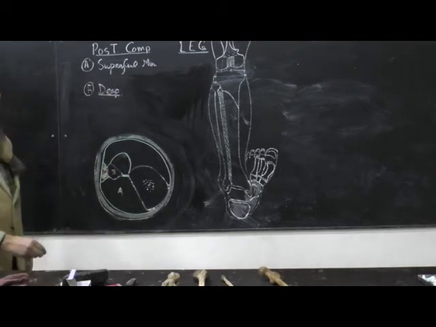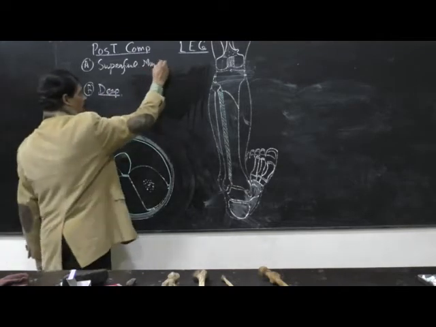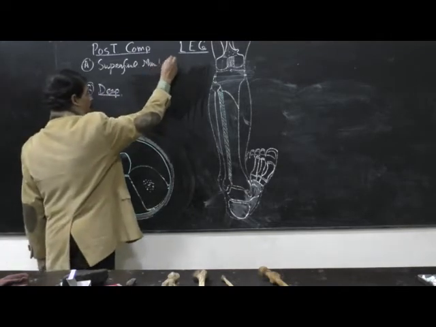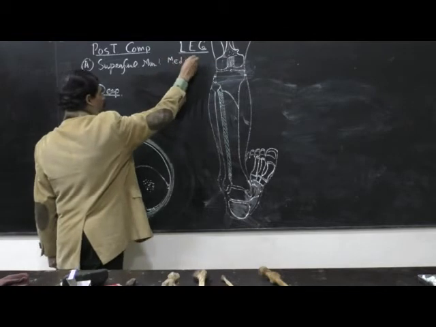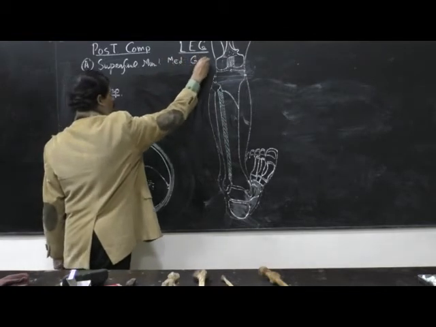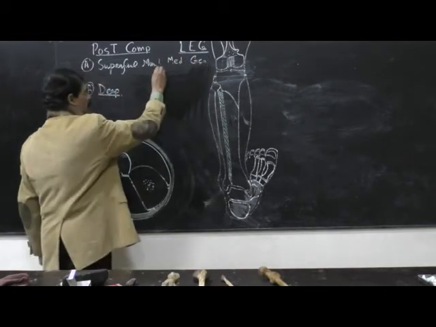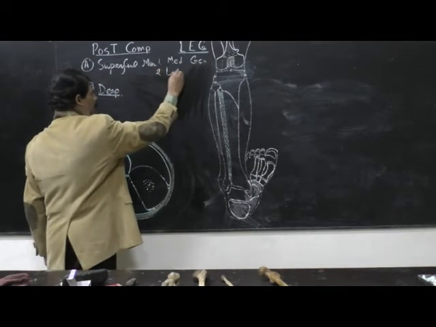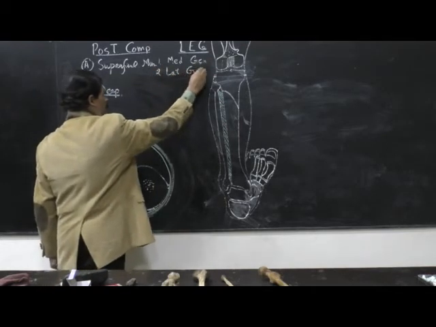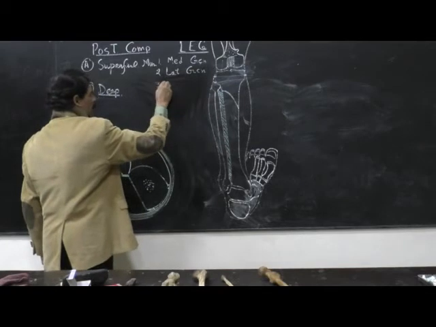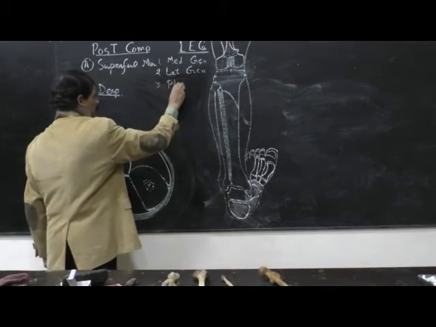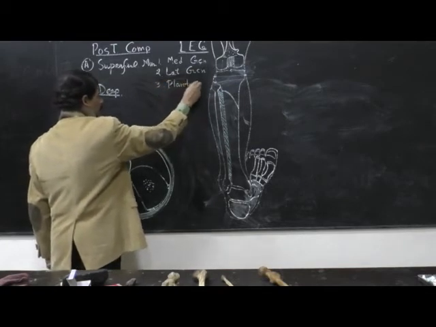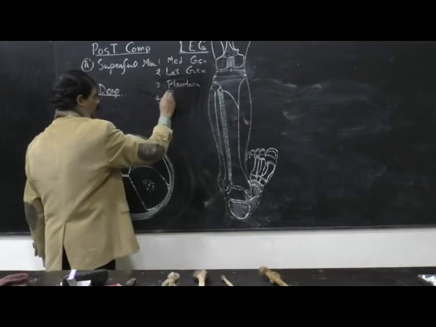The superficial muscles, they are four. One is called the medial gastrocnemius, and second is called the lateral gastrocnemius, and third is called plantaris, and the fourth is called soleus.